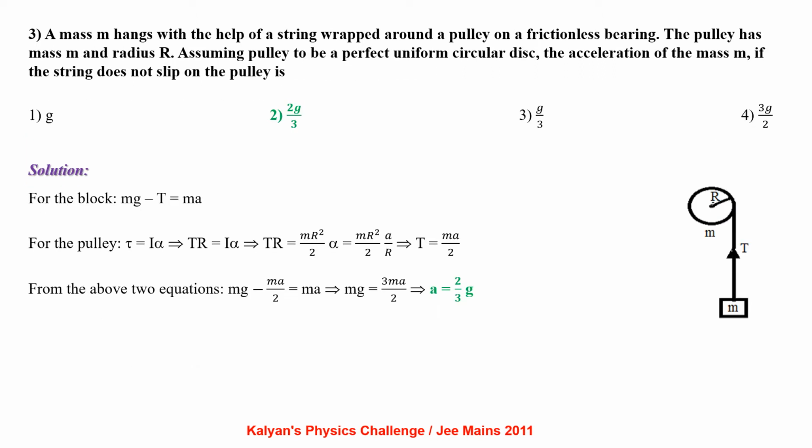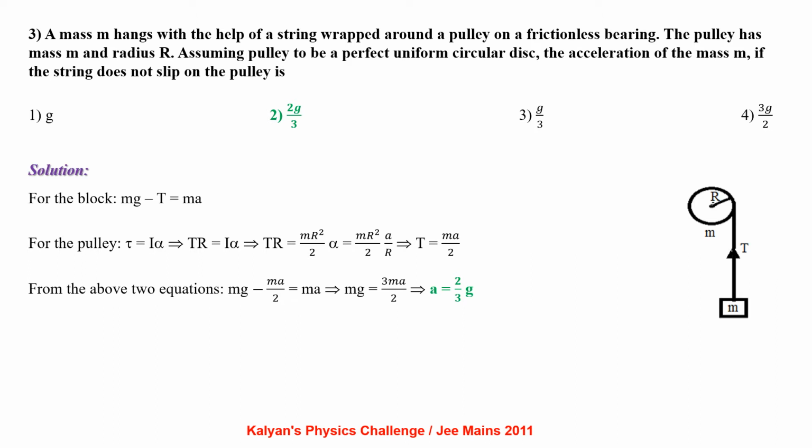A mass m hangs with the help of a string wrapped around a pulley on a frictionless bearing. The pulley has mass small m and radius capital R. Assuming the pulley to be a perfect uniform circular disc, the acceleration of the mass m, if the string does not slip on the pulley, is.